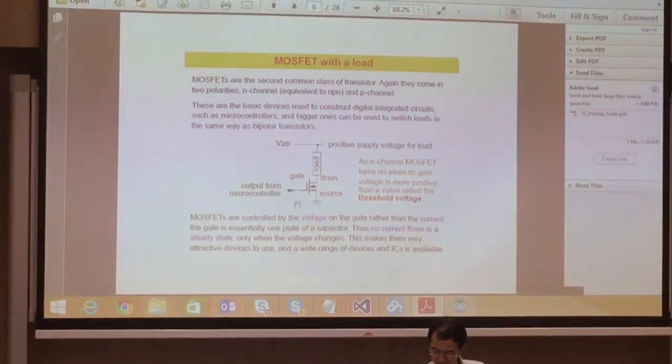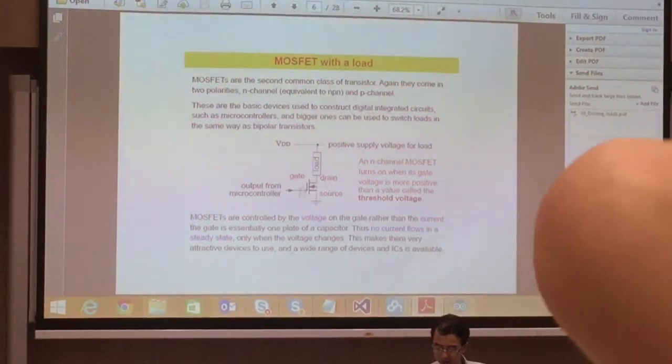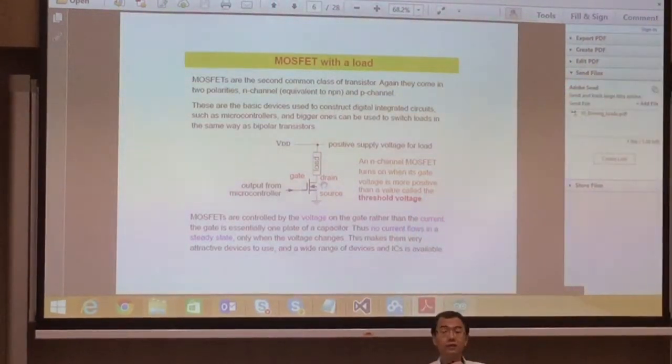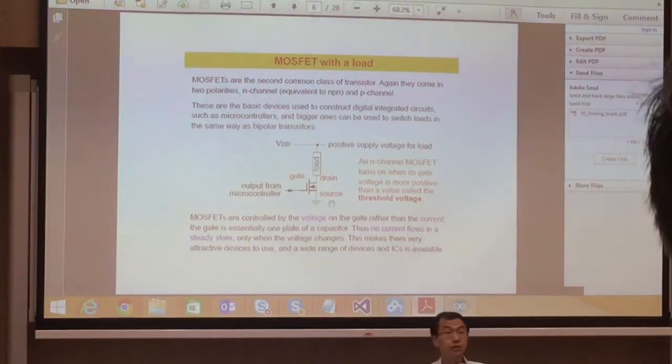So can I ask you? If you look at the MOSFET, this is the circuit symbol for the MOSFET. MOSFET again is a 3-terminal device. It has a drain, gate, and source. This is different from bipolar, where we have collector, base, and emitter. So MOSFET we have drain, gate, and source.